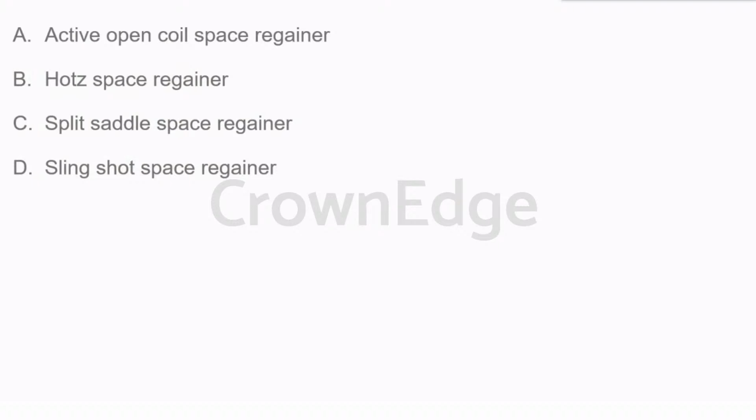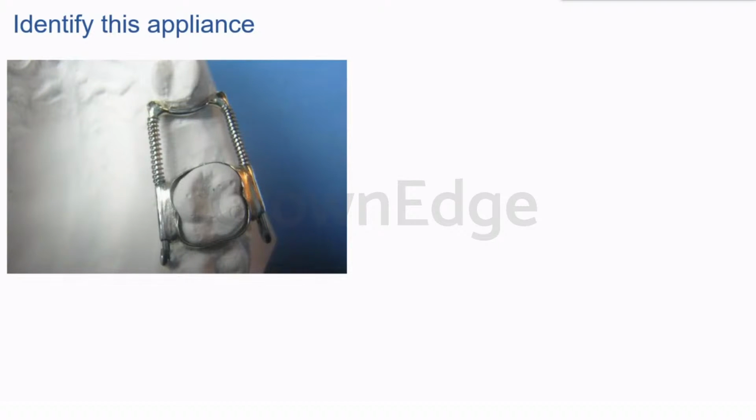If you see option B, Hawley space regainer is like a lingual arch only. It looks like a lingual arch. It's given in the mandibular region. It has molar bands, same kind of. It looks similar to a lingual arch, but it's an active space regainer for the mandibular arch. Split saddle space regainer and slingshot are usually given as removable appliances. They can be given in both upper and lower arch. This is a picture of a maxillary arch, but usually we give it in the mandibular arch.